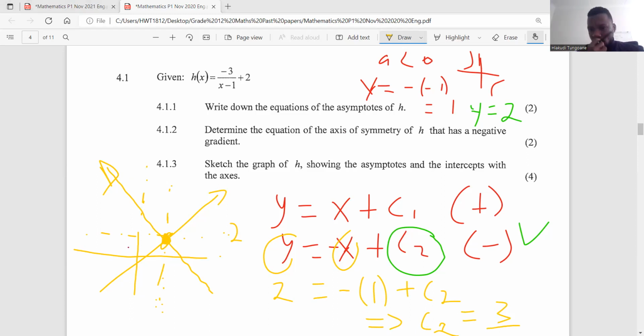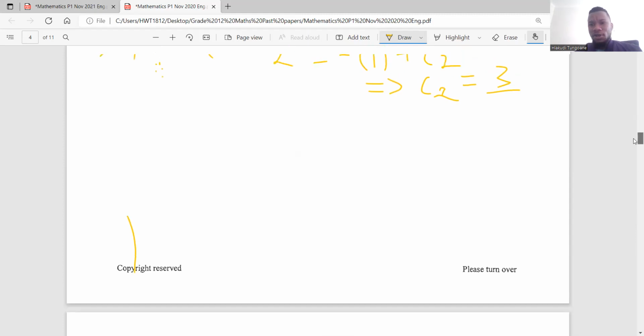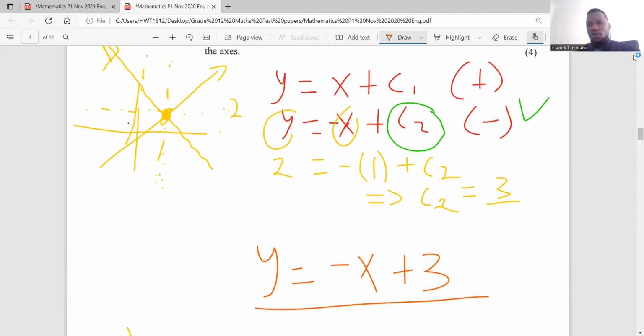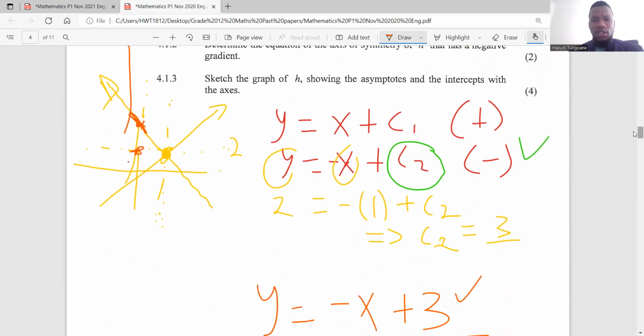Okay. So then, which means we will have found the equation that they're looking for, right? The equation that they're looking for is y equals minus x plus 3. And if we look at this equation, it should make sense in the sense that, if this is 2, then the line has to cut somewhere above 2, right? So c of 3 makes sense in this context. Okay.